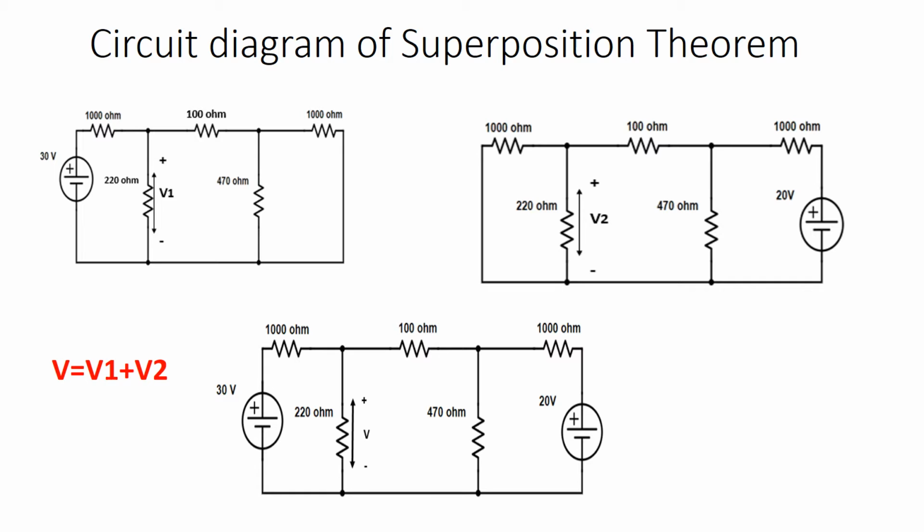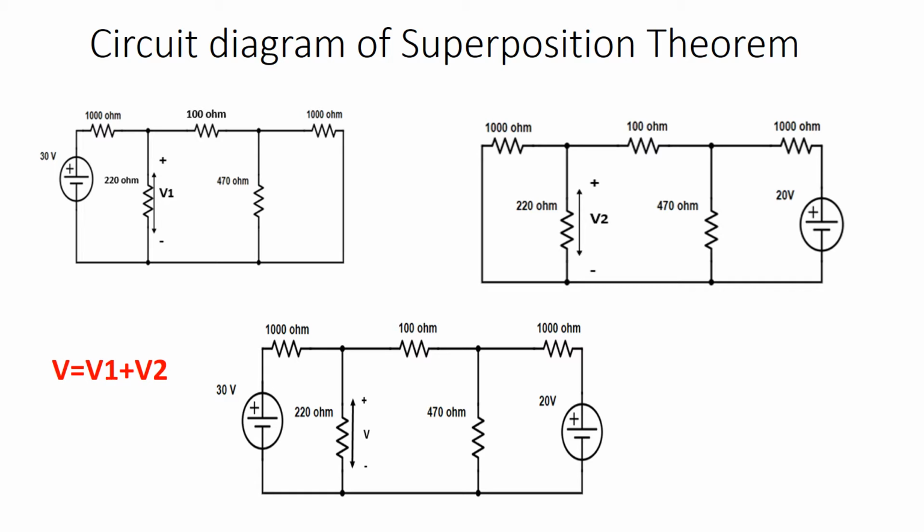What is superposition theorem? That theorem states that the voltage across or the current through an element in a linear circuit is the algebraic sum of the voltage across or the current through the element due to each independent source acting alone. So, in our given circuit we have two voltage sources. In order to find the voltage across 220 ohm, we are going to take the sum of the voltages with the individual sources acting alone.